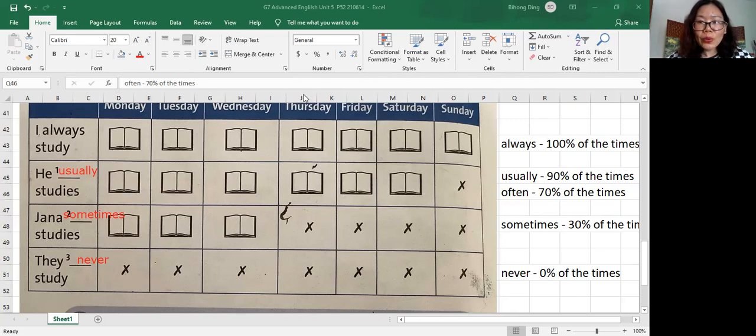Okay. Now I erase these and we'll move backward.